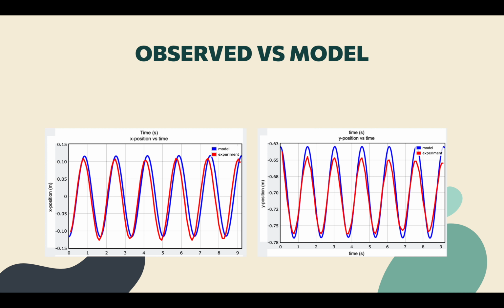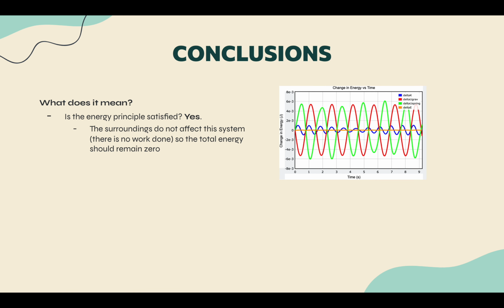For the y component specifically, this difference between observed and model increases over time, so there's some error. Some sources of this error could be that drag wasn't taken into account, so including a drag component could increase the accuracy going forward. In conclusion, looking at what all this means, we can see that our model of the spring mass system does in fact satisfy the energy principle. We know that theoretically the surroundings don't affect the system and there's no work being done, so the total energy should remain constant as 0.